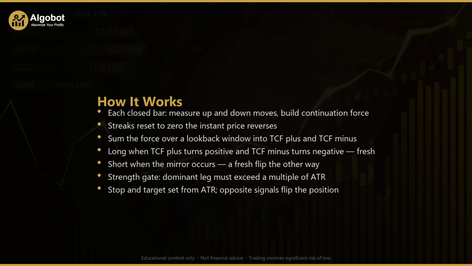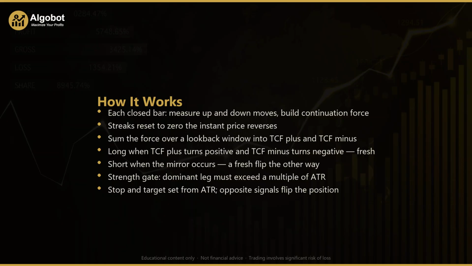To avoid acting on weak, ambiguous flips, there's a scale-free strength gate. The dominant leg must exceed the MinStrengthAtr parameter, defaulting to 1, multiplied by the average true range. Setting this to 0 disables the gate. Risk is defined entirely from ATR. When a long is opened, the stop-loss is placed AtrStopMult times ATR below entry, defaulting to 2, and the take-profit is AtrTpMult times ATR above entry, defaulting to 3. Shorts use the same distances in reverse.